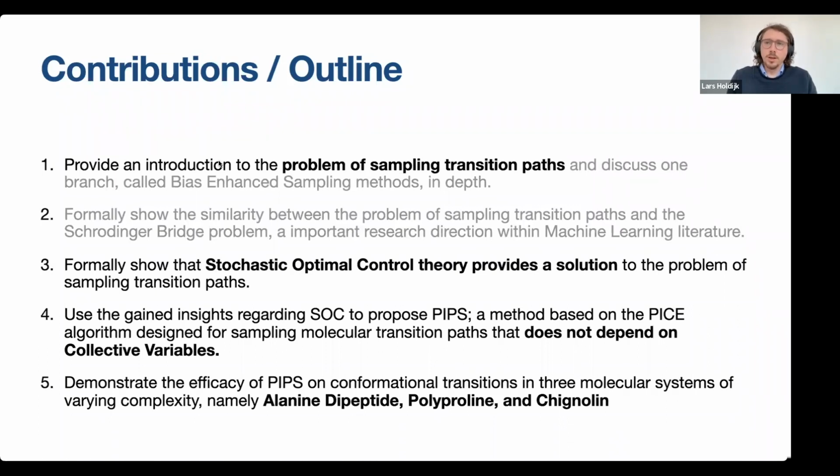And then we are going to use that gained insight into stochastic optimal control to propose a specific solution to this problem of sampling transition paths. And then lastly, I'm going to look at some results that demonstrate that our proposed method can actually sample these transition paths for a number of different molecular systems of different scales.